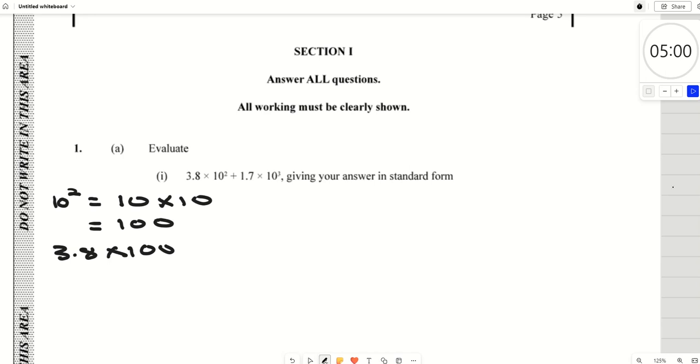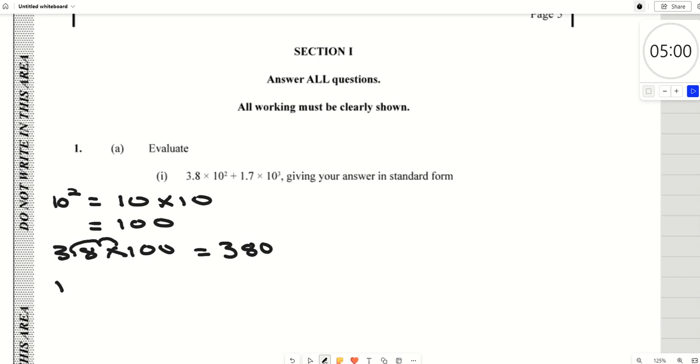Right? And when you're multiplying by 100, you shift your decimal point. How many zeros are there in 100? 2. So you'll shift it 1, 2 to your right hand side. So 3.8 multiplied by 100 is 380.